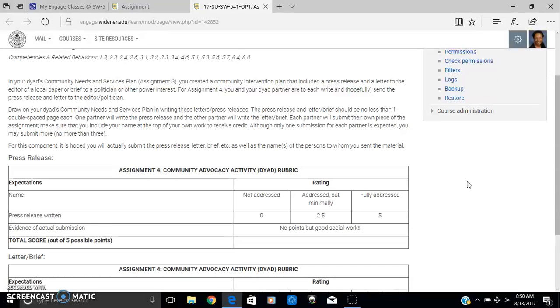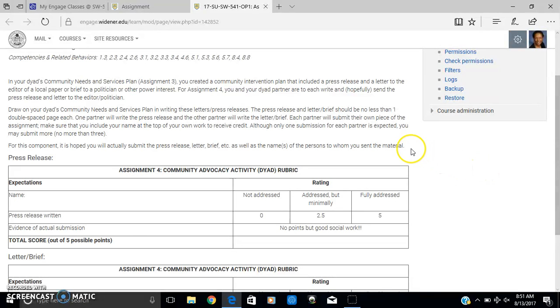Some of you actually did not do the actual press release or a letter to the editor, but talked about how you would utilize social media. So in this requirement, you are to do that press release or letter to the editor or to the politician, and that press release should be no longer than a double-spaced page. And then one of you will post that press release or that letter to the editor to the post for this assignment. And only one submission is expected. You may do more than one.